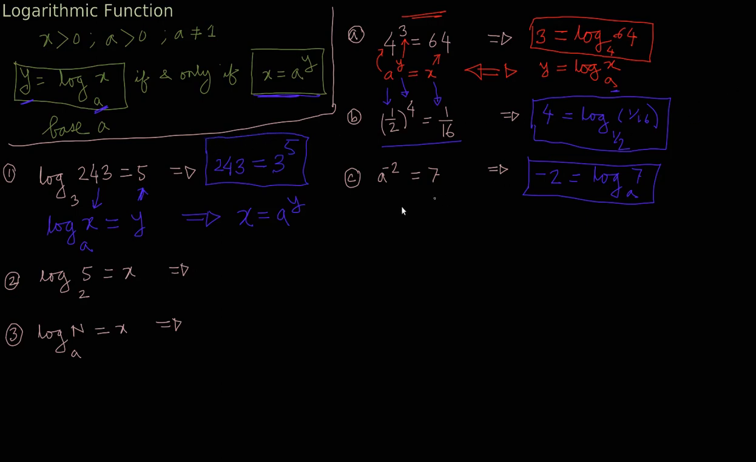So now let's look at this one. For this problem my x is 5, and then a is 2, and y is x. So x, what is my x? 5. So 5 equals, what is my a here? 2, so it is 2 power y. What is my y in this case? X. So 5 equals 2 power x. So that is the equivalent expression.